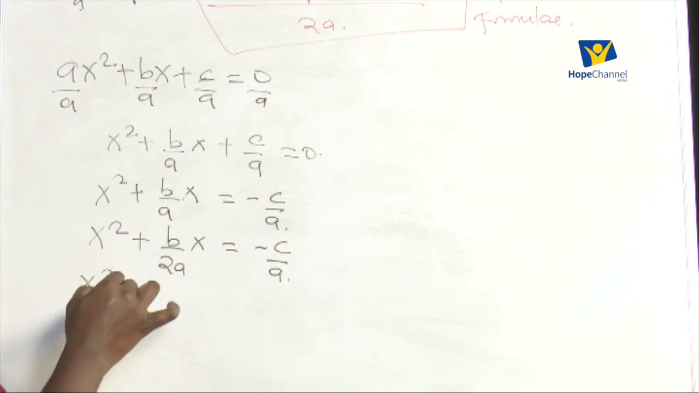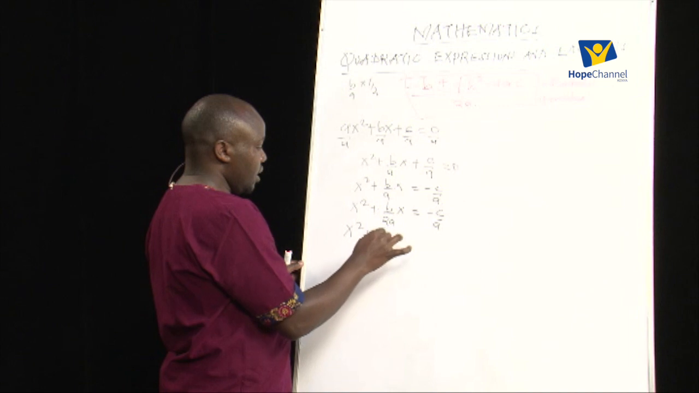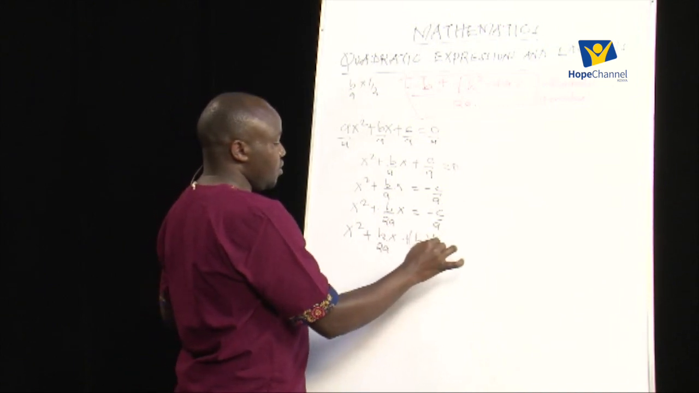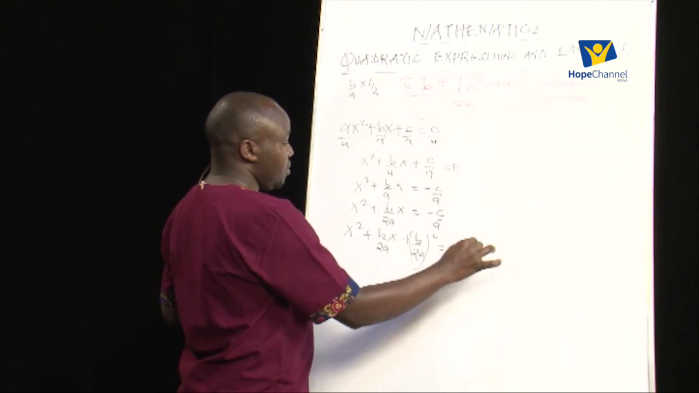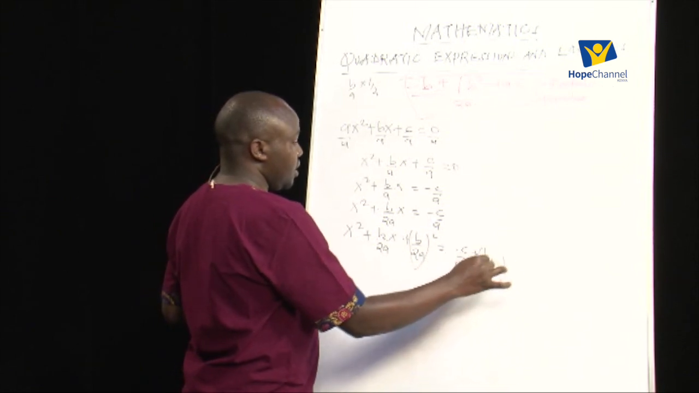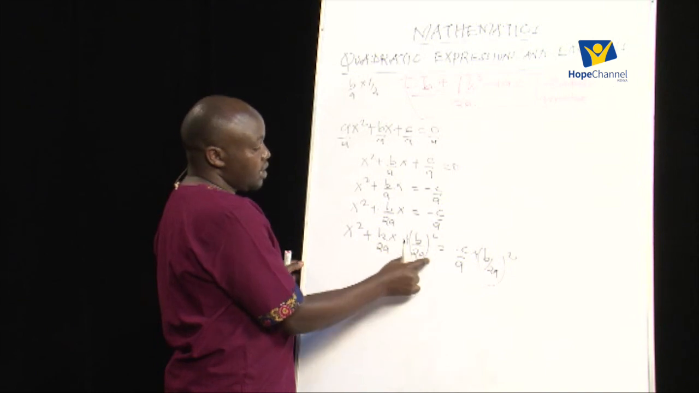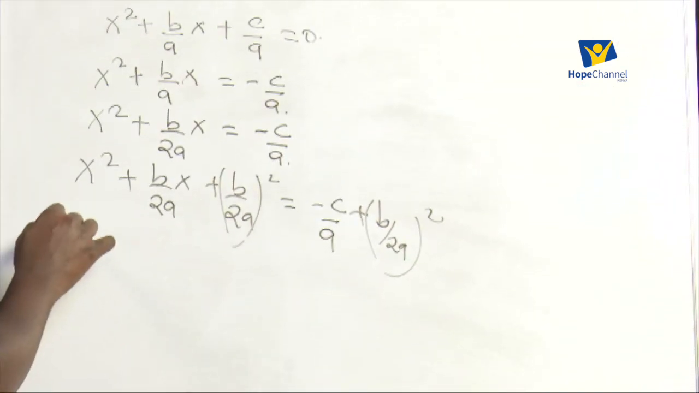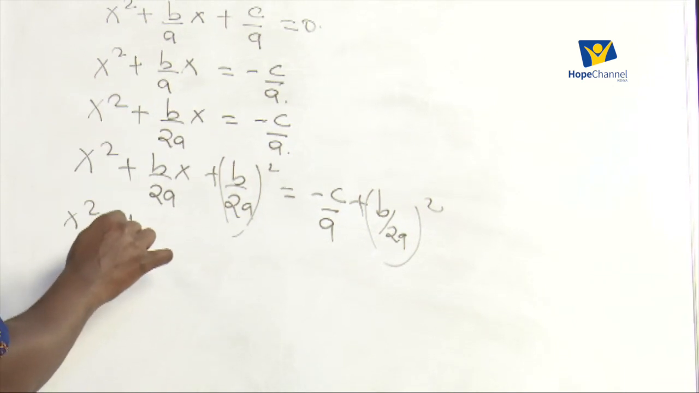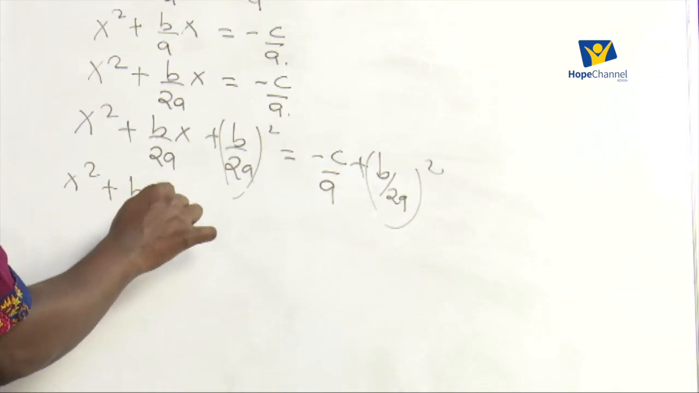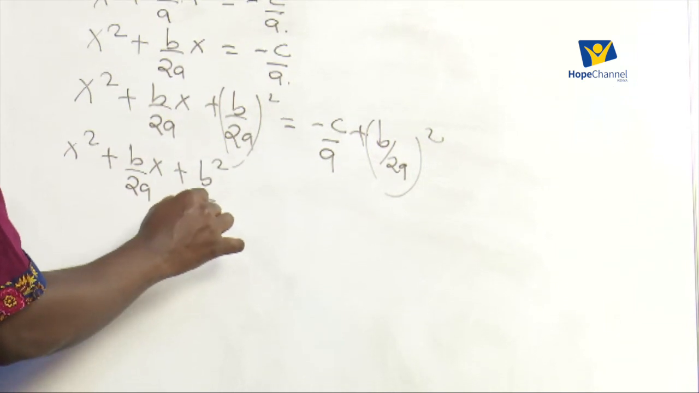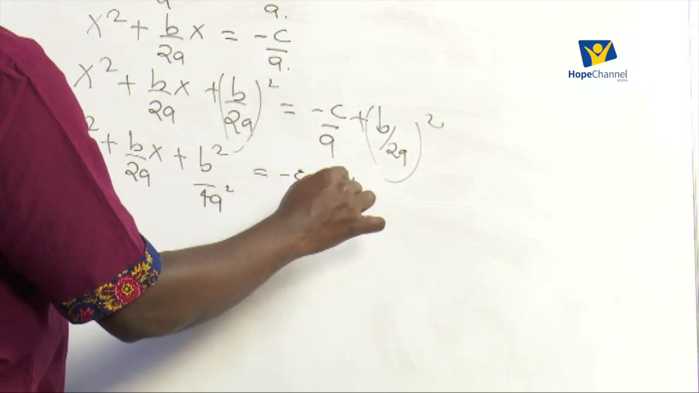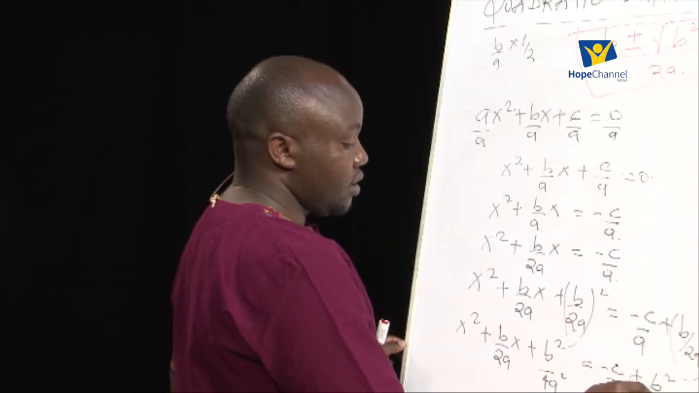So x squared plus b over 2a x plus b over 2a squared is equals to negative c over a plus b over 2a squared. I have squared the coefficient, I have added on both sides of the equal sign. Now let's open up this. We're going to have what? x squared plus b over 2a x plus b squared over 4a squared is equals to negative c over a plus b squared over 4a squared.